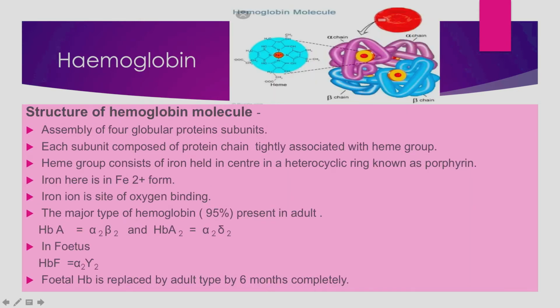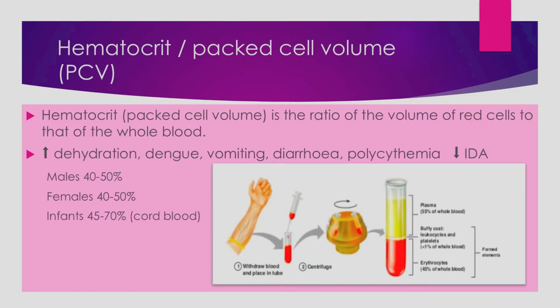So the hemoglobin level will be less than the normal appropriate for age and sex according to the WHO. You can refer to the hemoglobin levels. So next is hematocrit values, which is also called packed cell volume. Packed cell means RBCs, red cell volume. So red blood cell volume is also called packed cell volume or hematocrit. It is the ratio of the volume of red cells to that of the whole blood.